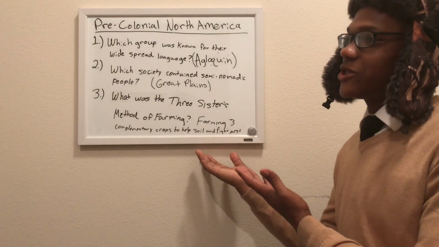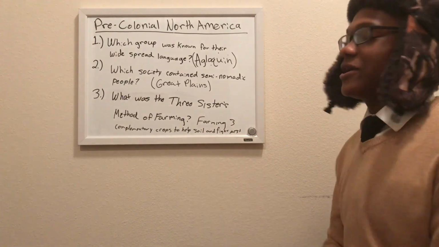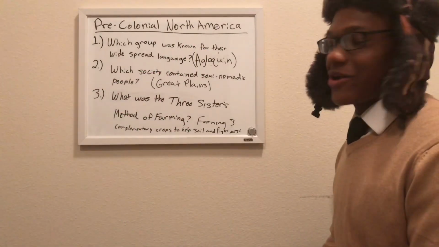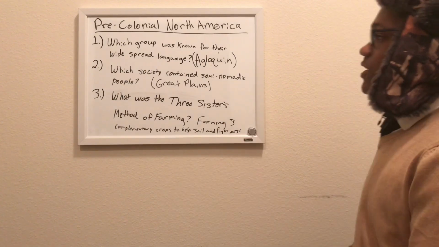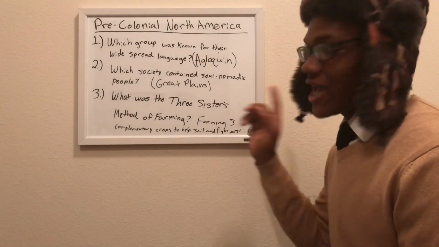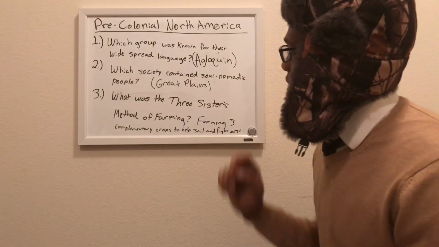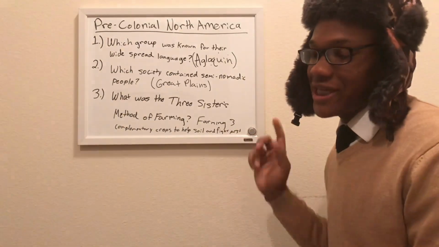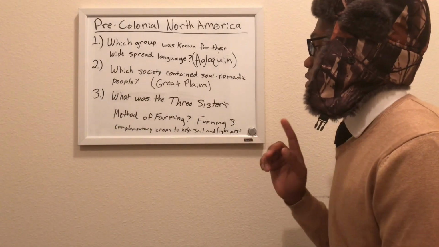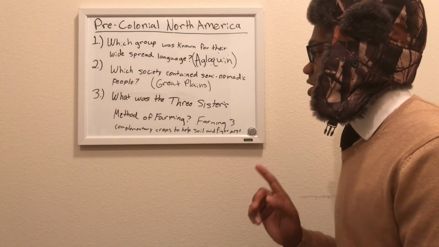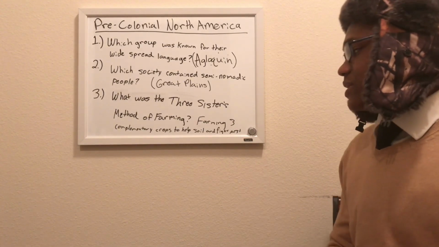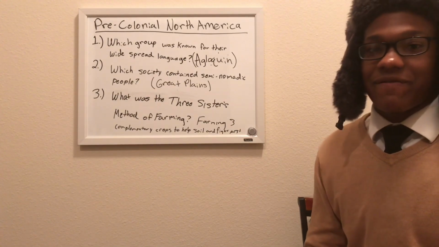Now I present you with the answers to the questions that I presented earlier. But because I write like a flamingo, I think I should read them out again. Which group was known for their widespread language? The Anglican people. Which society contained semi-nomadic people? The Great Plains Society. What was the Three Sisters method of farming? Farming 3 complementary crops to help the soil and to fight off pests.